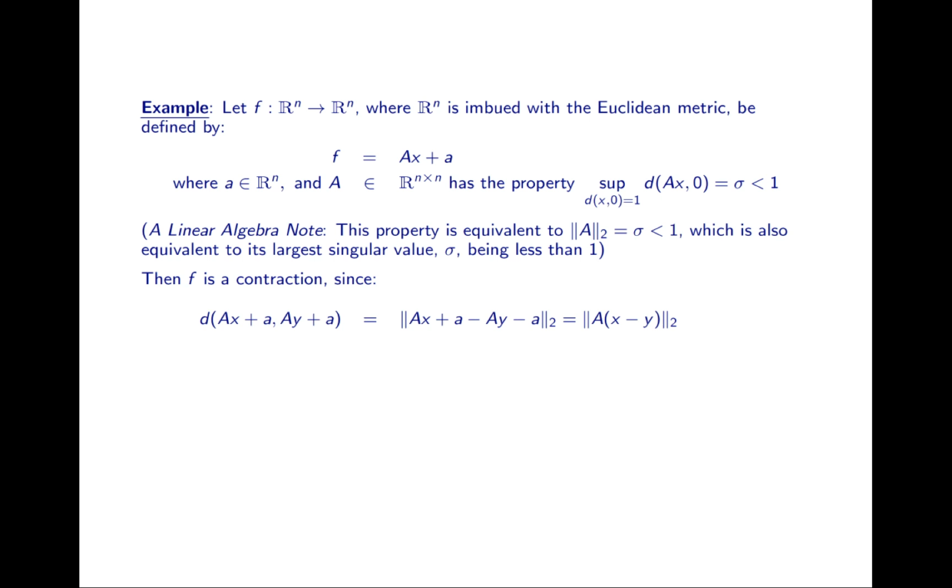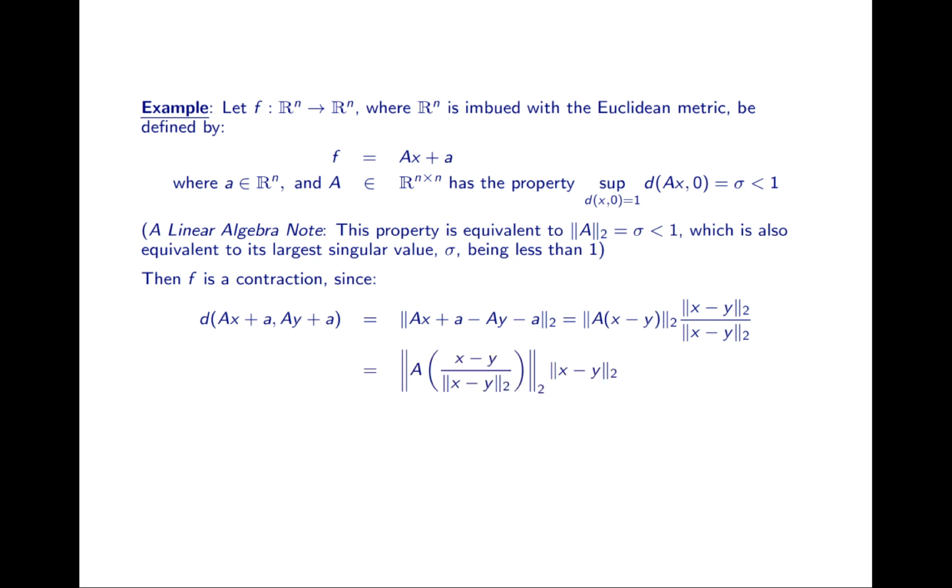F is a contraction because the distance between Ax plus a and Ay plus a is equal to, well, the norm of A times the difference of x minus y. Right, here we're using the linearity of matrix vector multiplication. I can multiply that by 1, but with style and purpose, by multiplying by the distance between x and y and dividing by the distance between x and y.